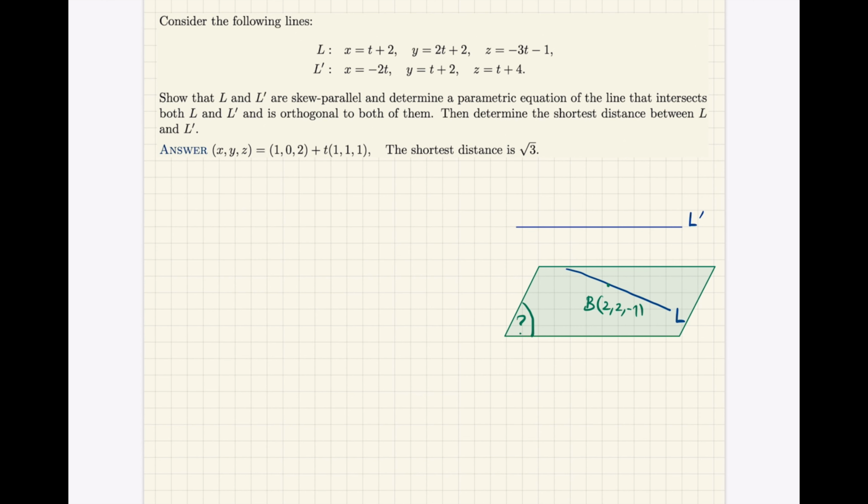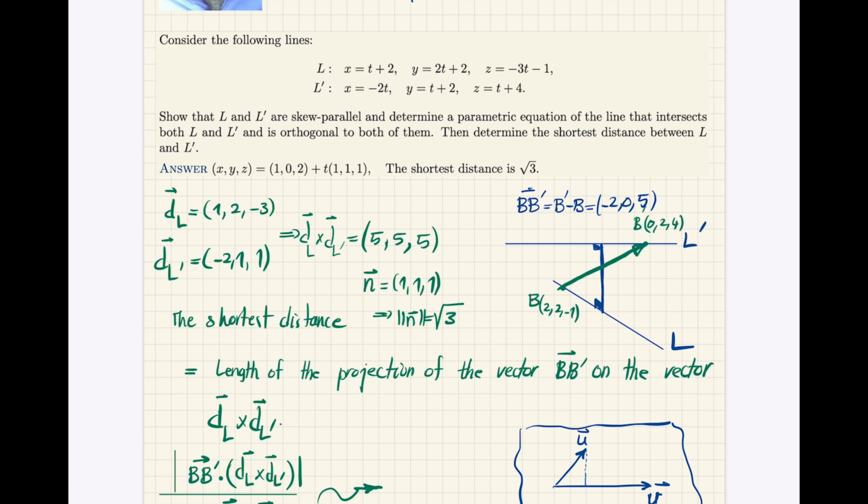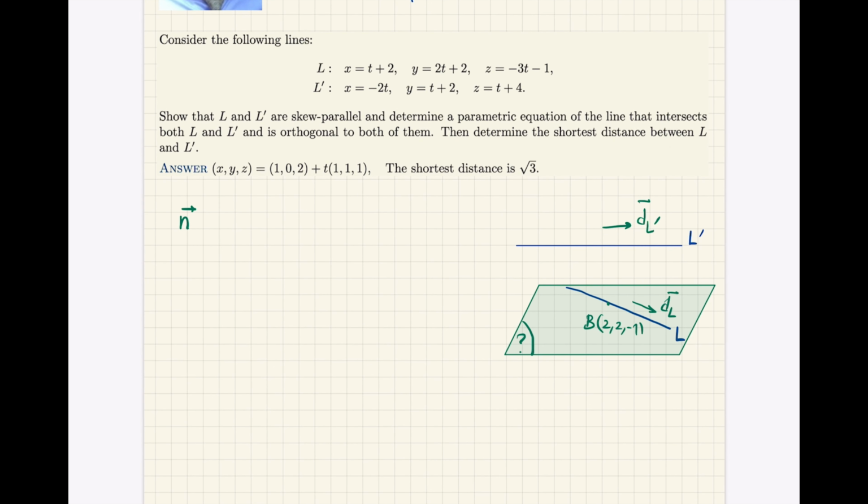And then I hope you can convince yourself this is the vector dl, and this is dl prime. If I cross product them, it becomes exactly the normal vector of my plane, and that is exactly what I got before. Of course, dl cross dl prime was 5, 5, 5, but n also works for me, because if dl cross dl prime is perpendicular to the plane, n is also perpendicular. So I write n equal to 1, 1, 1.